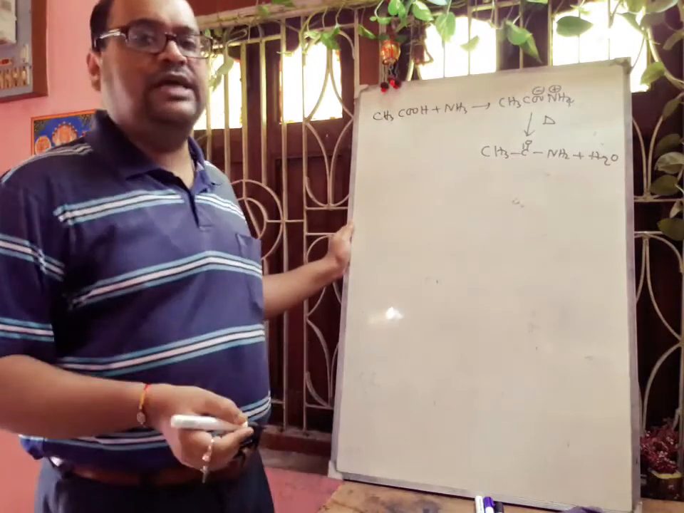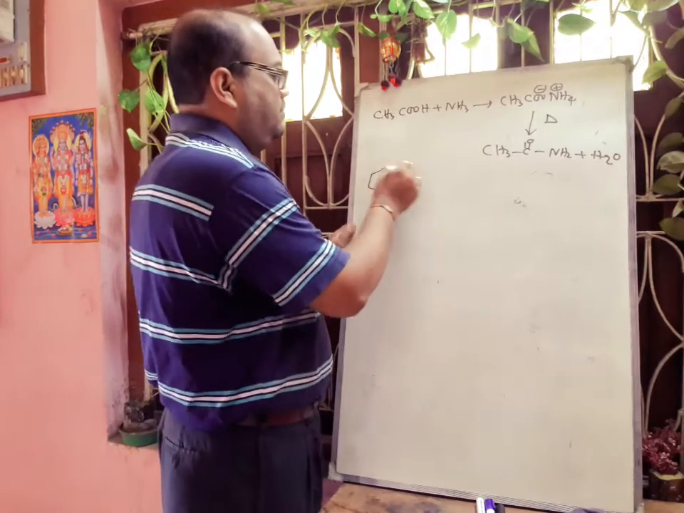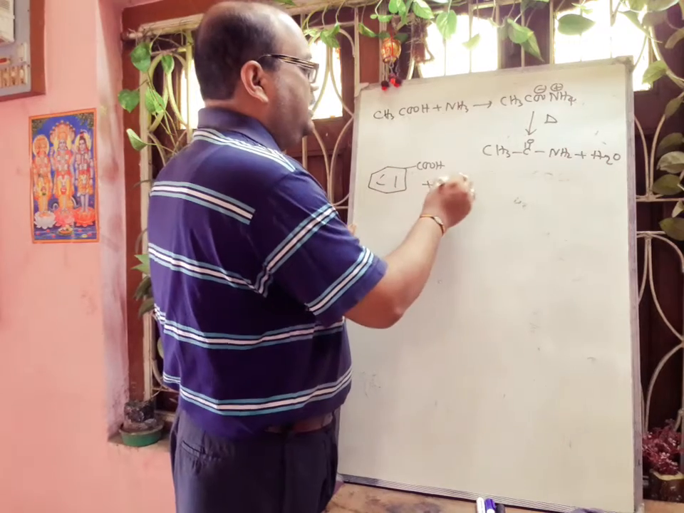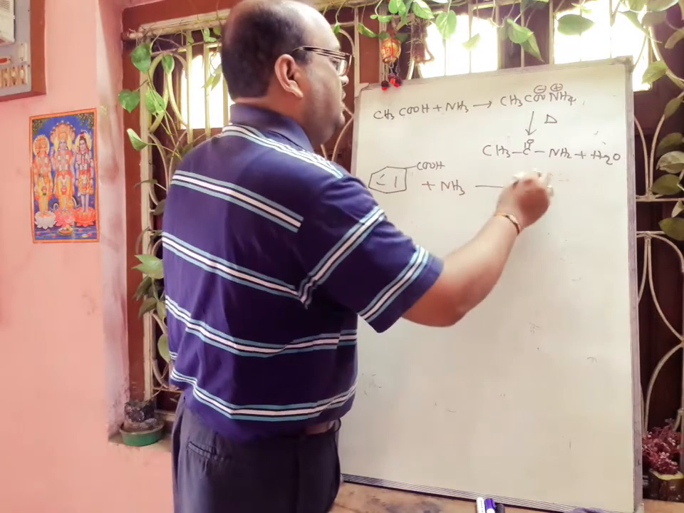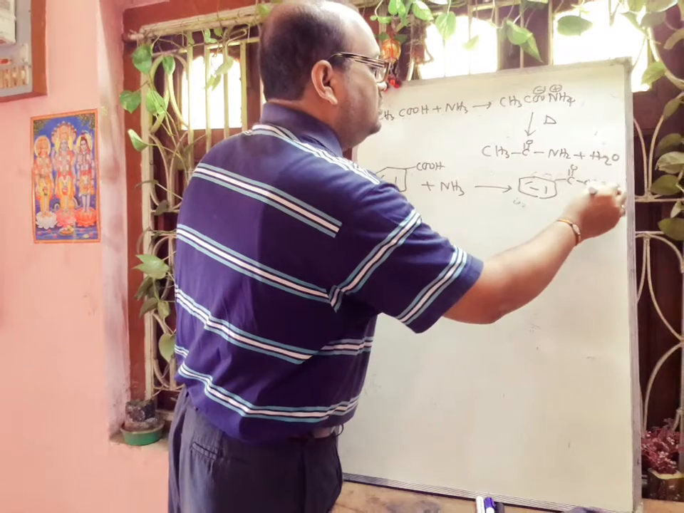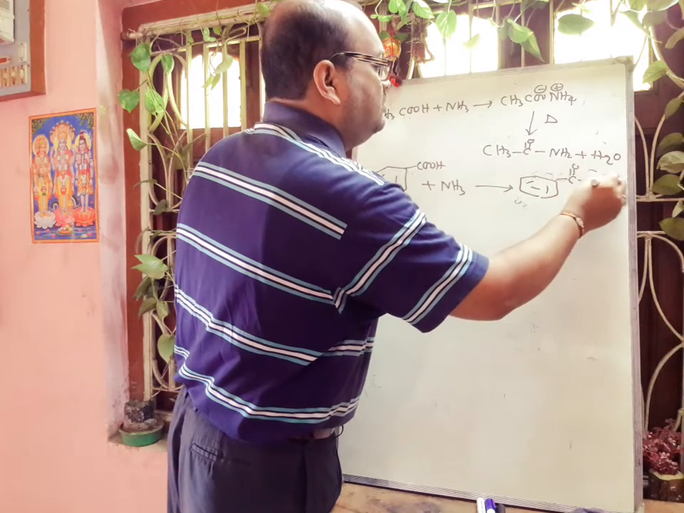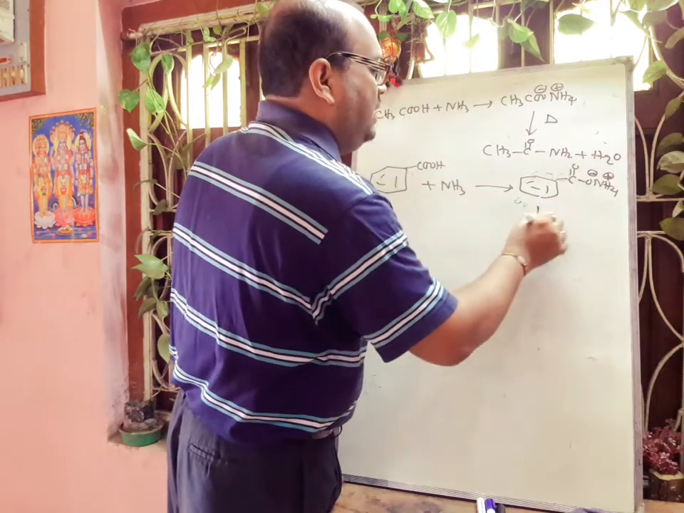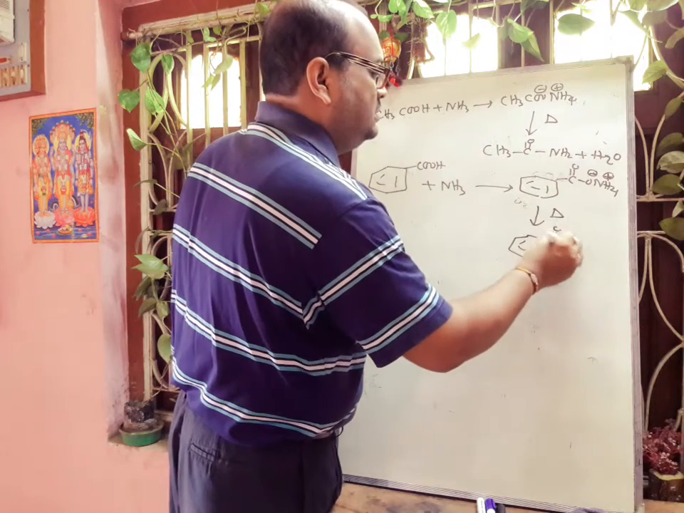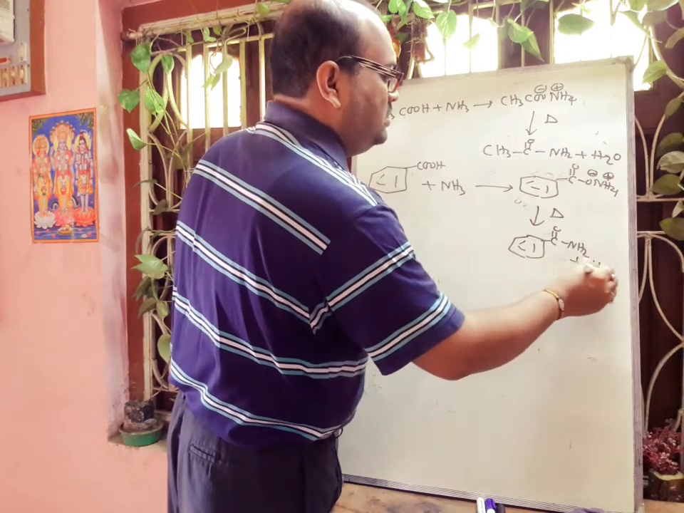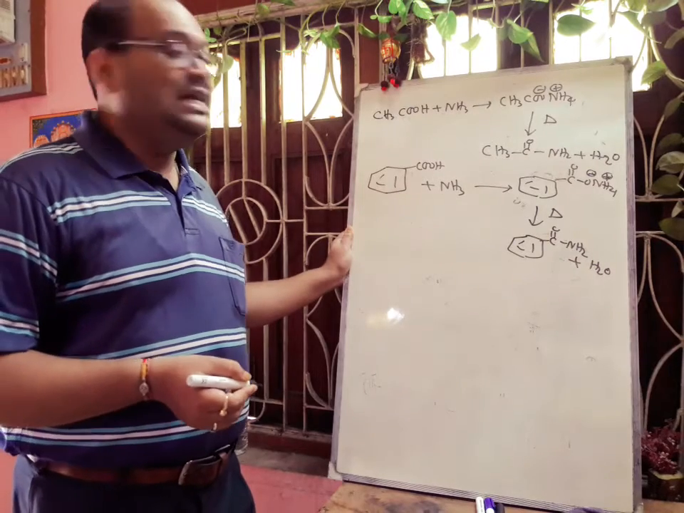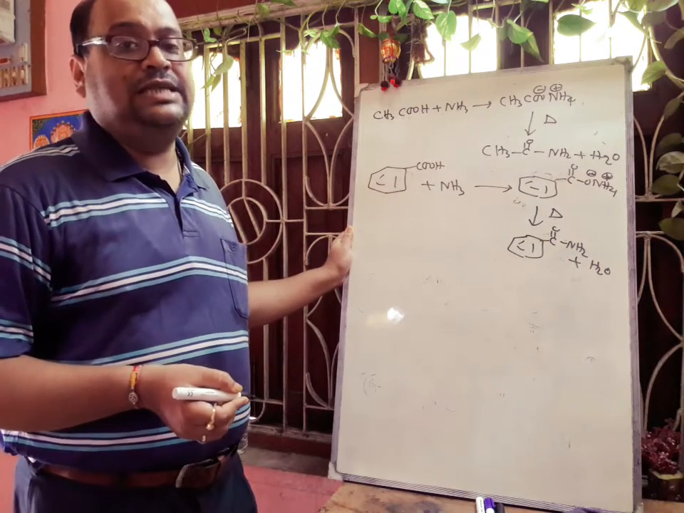In case of aromatic acid also, there will be the same type of reaction. Benzoic acid and ammonia will definitely form the corresponding ammonium salt, COO minus and NH4 plus, and if we apply heat, then it will form benzamide, with formation of water. But if we take benzene 1,2 dicarboxylic acid, that is called phthalic acid.